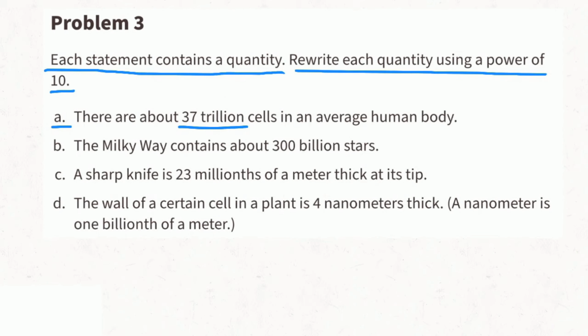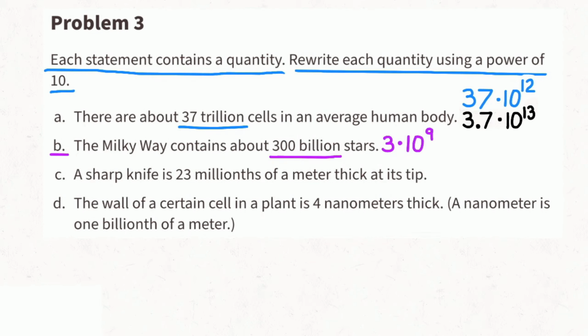Let's try A. There are about 37 trillion cells in an average human body. The quantity that we need to rewrite using a power of 10 is 37 trillion. We can rewrite that as 37 times 10 to the power of 12, or we can rewrite that using scientific notation and write 3.7 times 10 to the power of 13. B. The Milky Way contains about 300 billion stars. We need to rewrite 300 billion. We can write that as 3 times 10 to the power of 9, and that's already written in scientific notation.